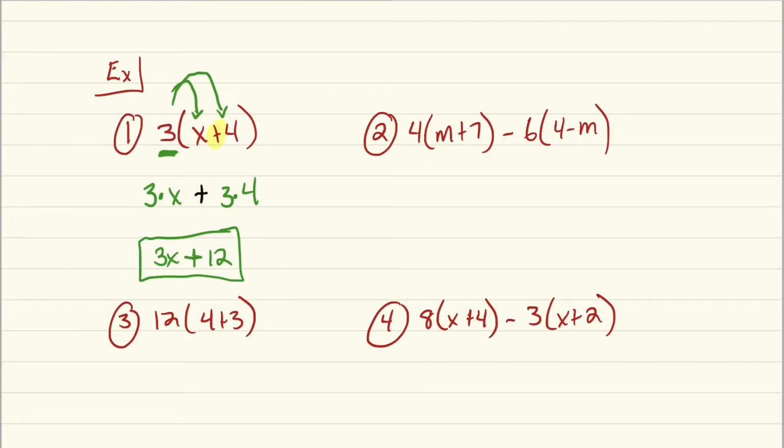So, the first thing that I'm going to look at over here is the 4, and I know that that 4 has to be multiplied times the m, and it has to be multiplied times the 7. So that gives me 4 times m plus 4 times 7, which ends up being 4m plus 28. All right, so now, clearly we are subtracting something.